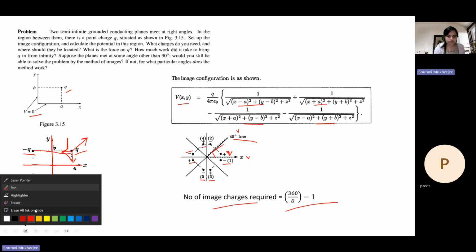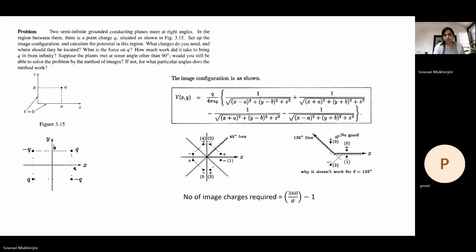Okay. Now, what happens when you have some other angle, like 135? So in this case, you start with this Q, right? To balance this, you have a minus Q here. This is 1. Now, you also have to balance its effect along this line, right? The potential is also 0 along this line. If you extend it further, it's a line like this. So the potential also has to be balanced along this line. So that brings you a minus charge here.